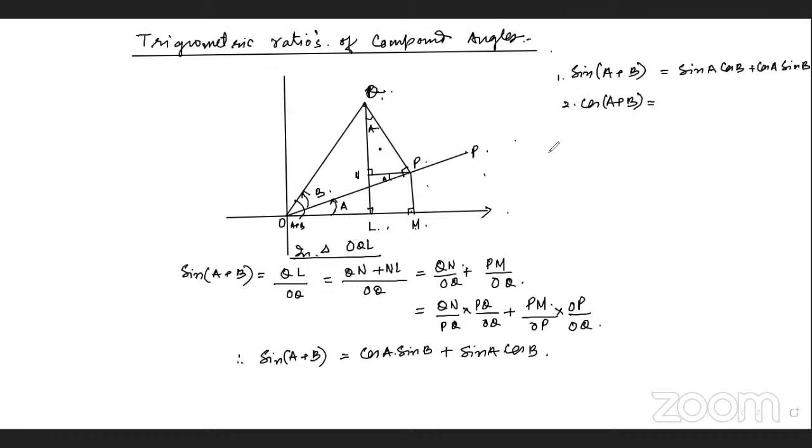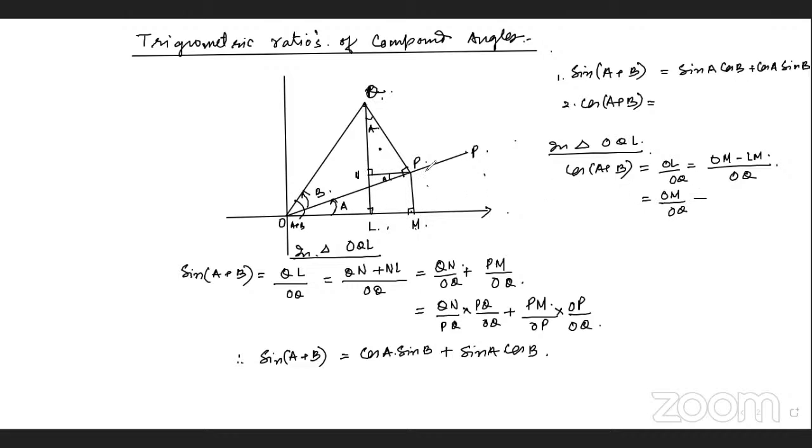Similarly, cos of A plus B, look here, in this triangle OQL. Tell me, in triangle OQL, cos of A plus B is equal to what? That is base upon hypotenuse, that is OL upon OQ. What is OL equal to? That's OM minus LM. Can you see it from the figure? The picture is quite clear. OM minus LM, that's OL divided by OQ, so that will be OM upon OQ minus LM upon OQ.